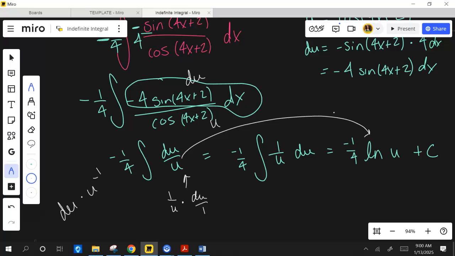Does that make sense? Because u is in the bottom, it makes it have a negative 1 exponent.